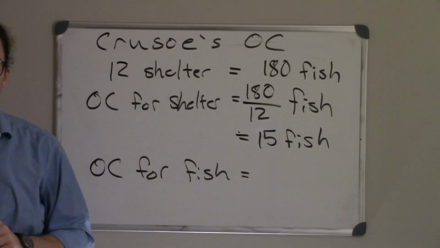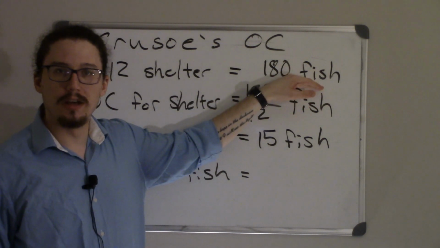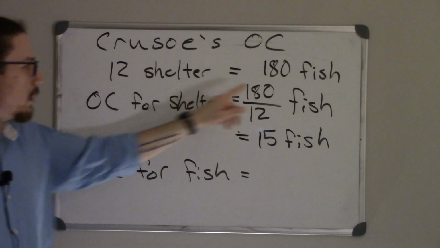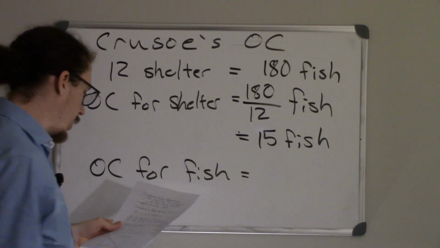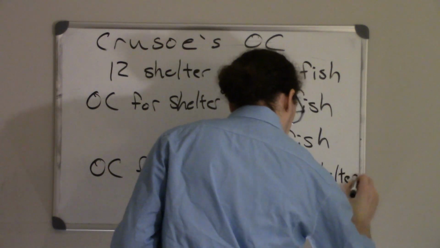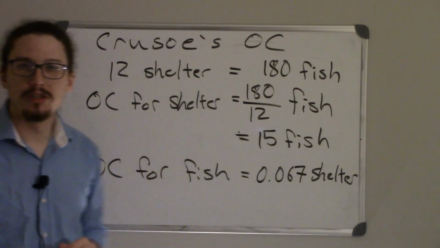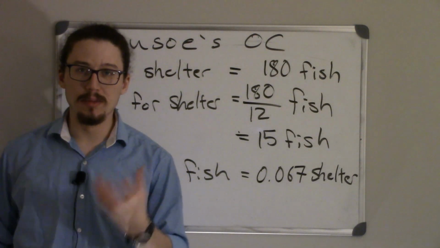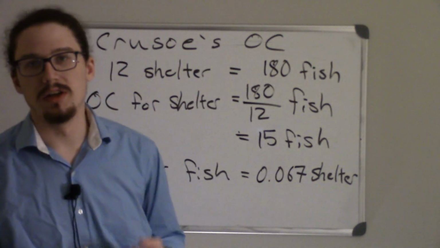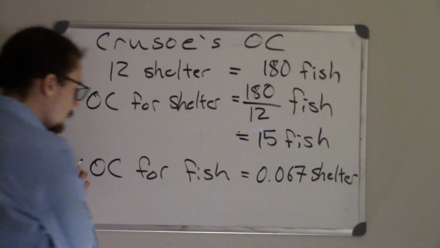All right, so we're not going to go through the whole thing, but finding the opportunity cost for fish is much the same. In this case, we're wanting to get fish by itself on one side, so we're going to divide both sides of the equation by 180. So we get 12 divided by 180 to give us an opportunity cost of 0.067 shelter. So for each fish that Robinson Crusoe catches, the time spent catching that fish could have produced 0.067 units of shelter.